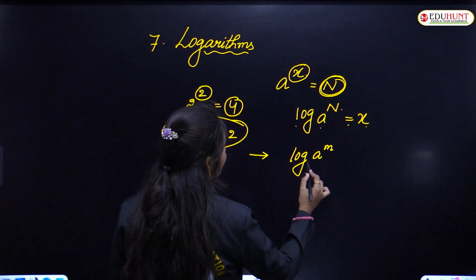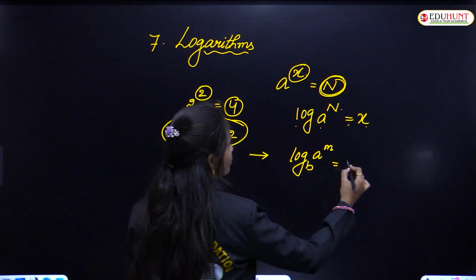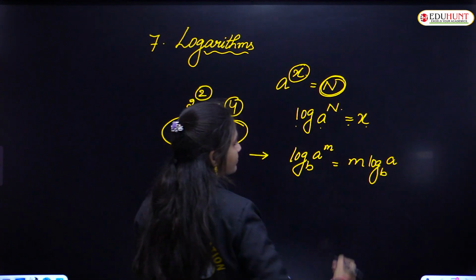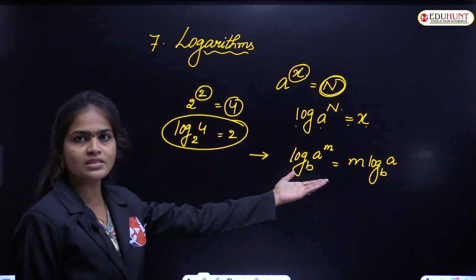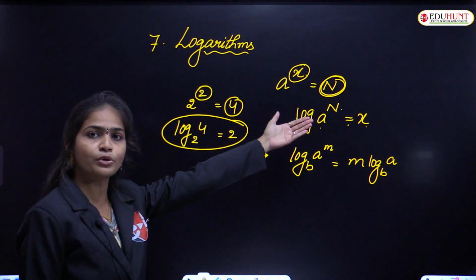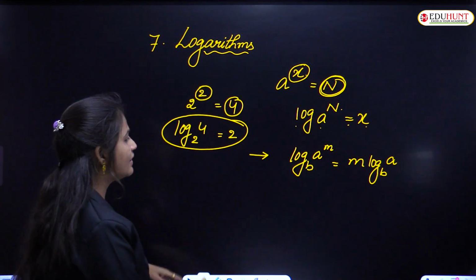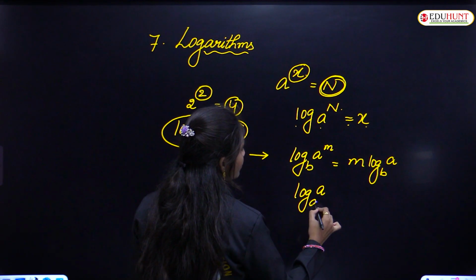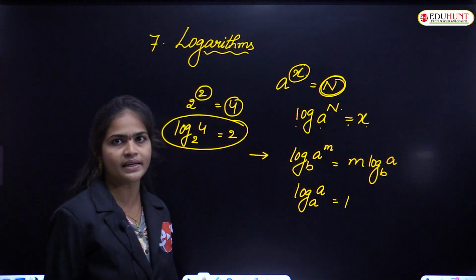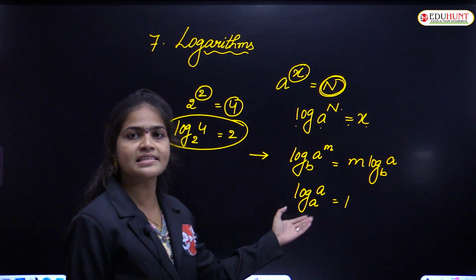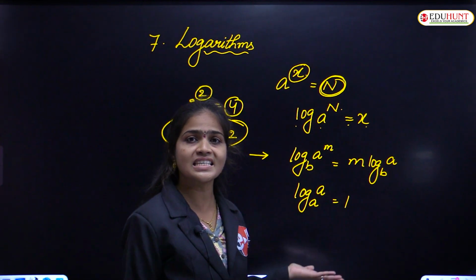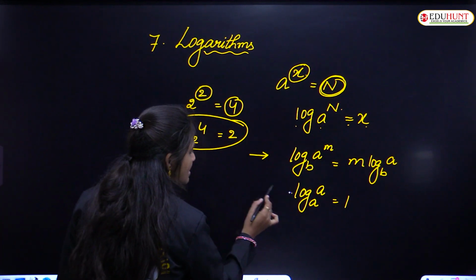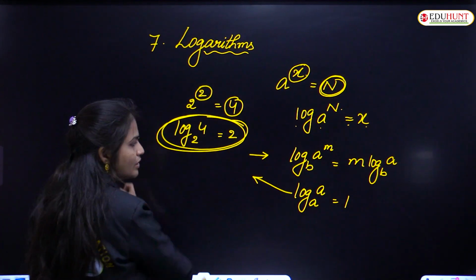The law is log a power m to the base b is equal to m log a to the base b. This law we used. Before going to this one, we have to use another law also, that is log a to the base a is equal to always 1. What is the proof? I will tell you that. First we will discuss this one, later the other.